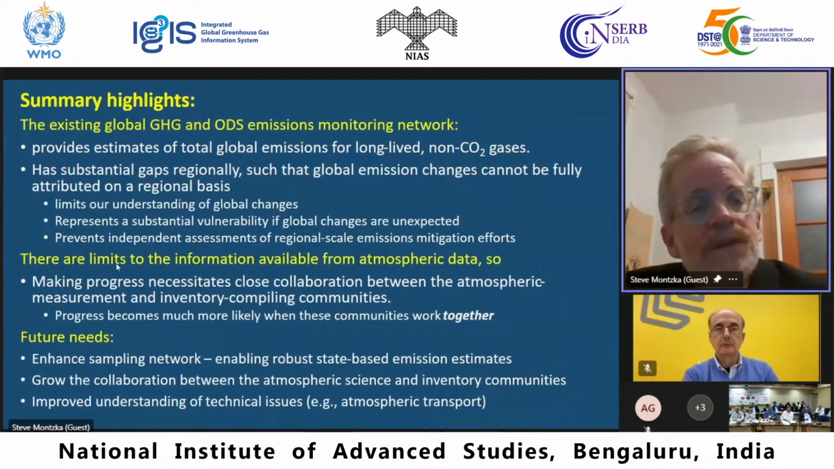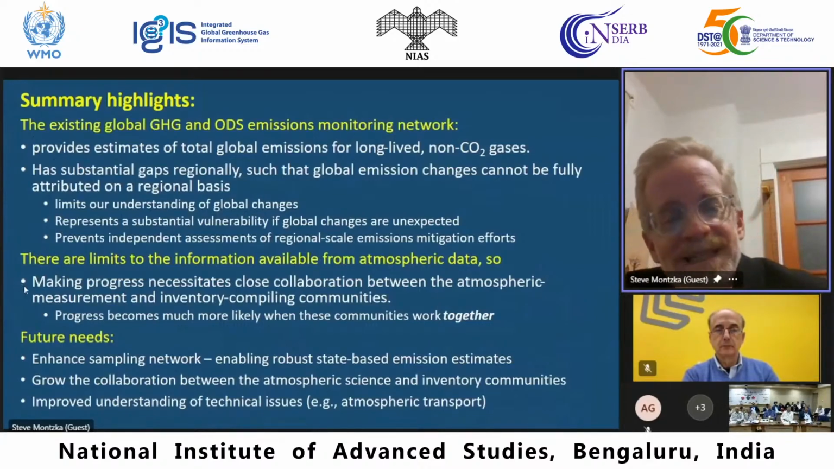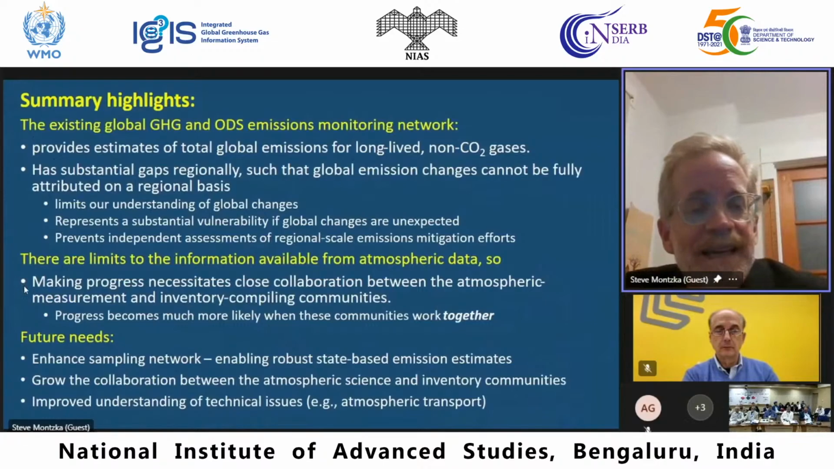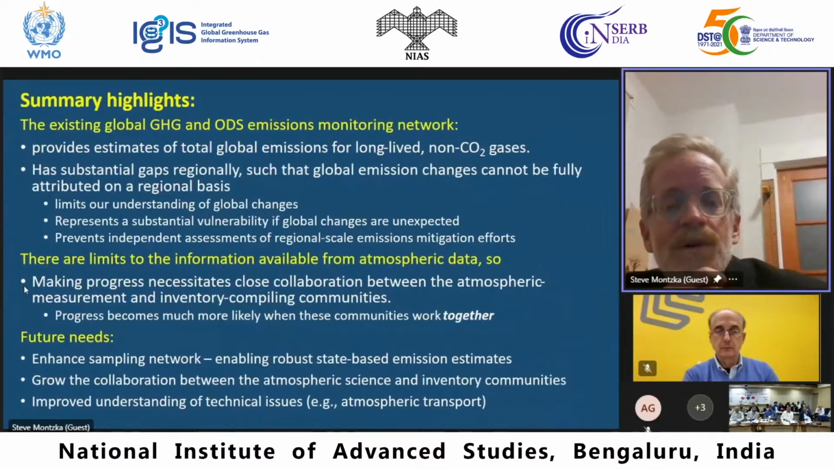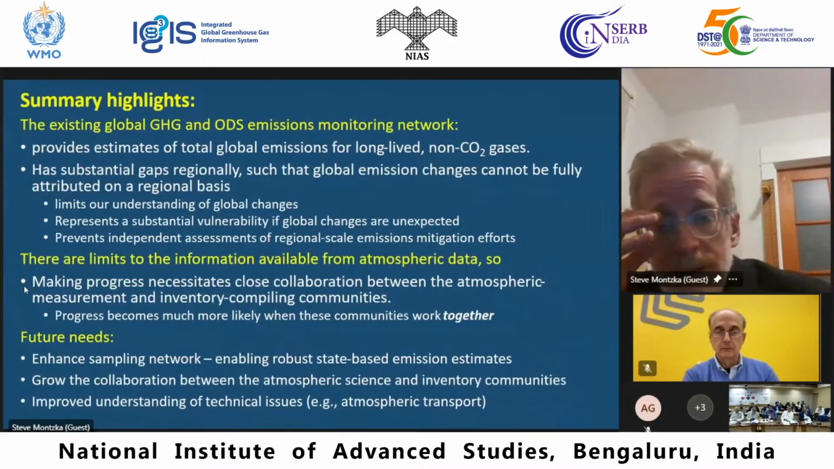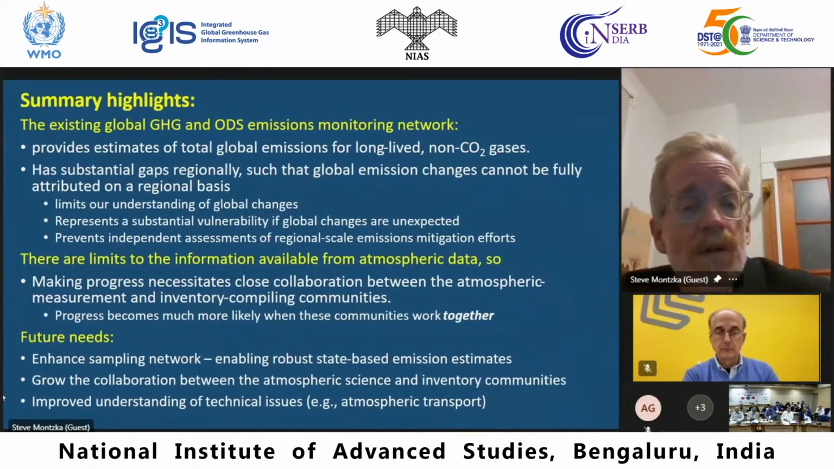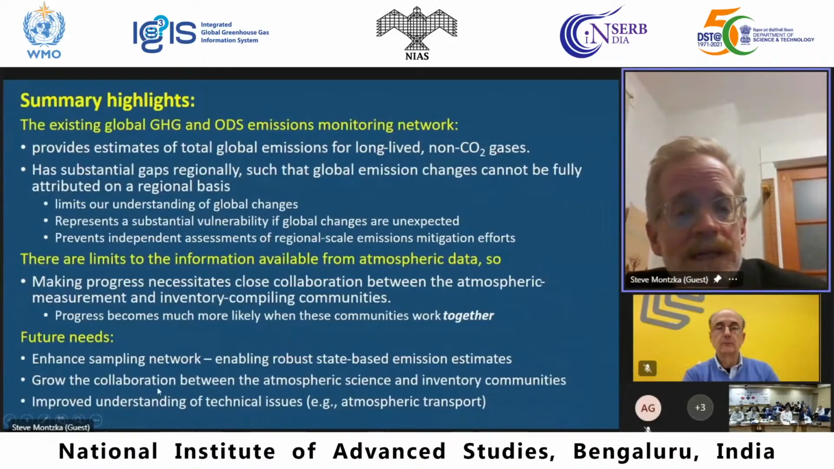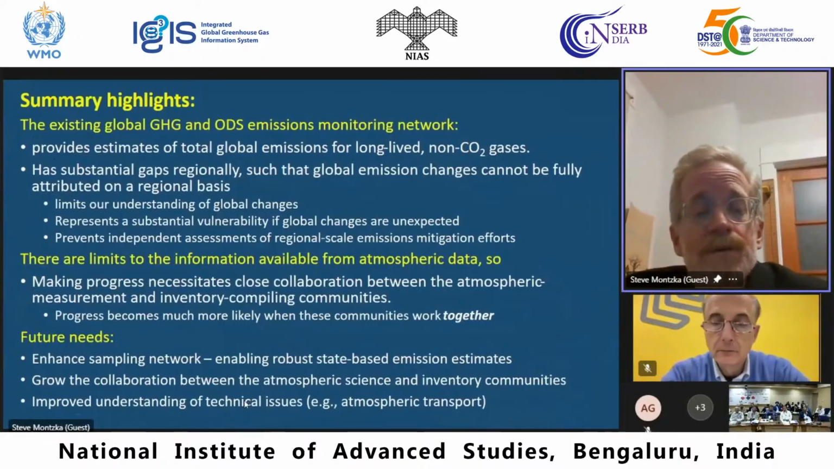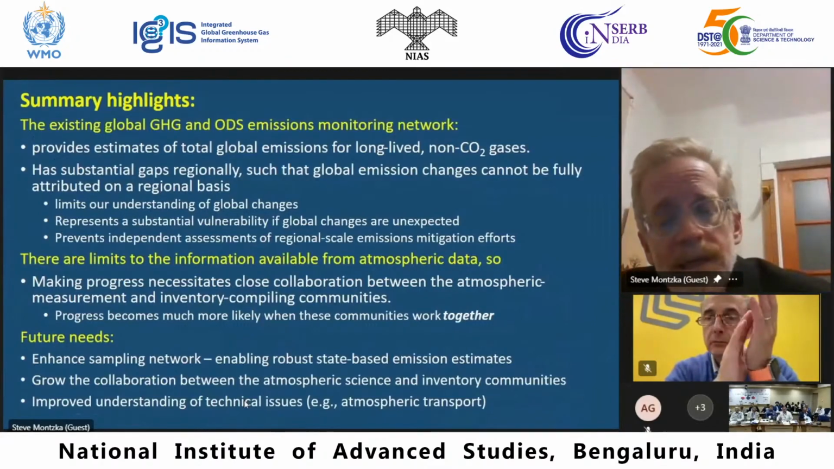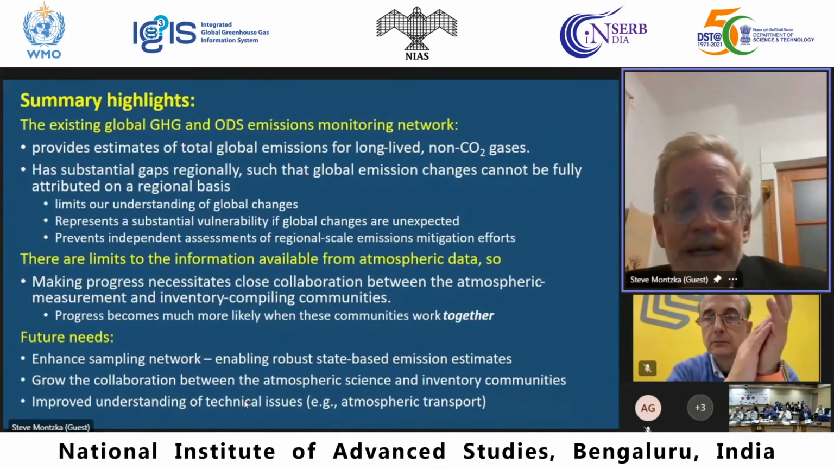And these are just a few future needs, from my perspective anyway as a scientist: enhancing the sampling network, enabling more robust state-based emission estimates for the U.S., and enabling emission estimates for other regions of the world to try to fill some of those gaps, to grow the collaboration between atmospheric science and inventory communities. And there are a number of technical issues that could be worked on to provide better estimates of emissions of the U.S. And with that, I'll close, and I'm happy to take questions.